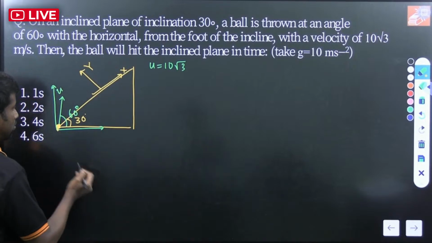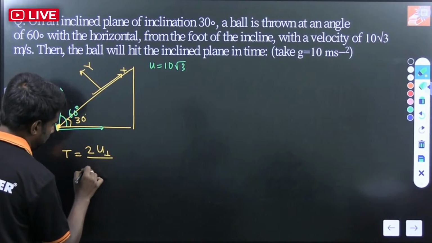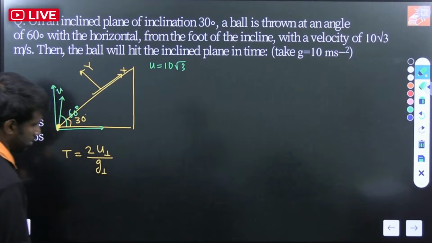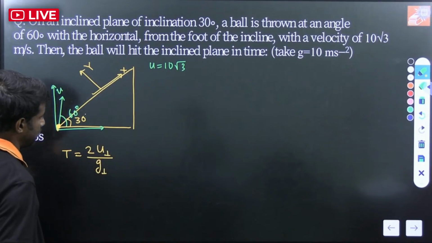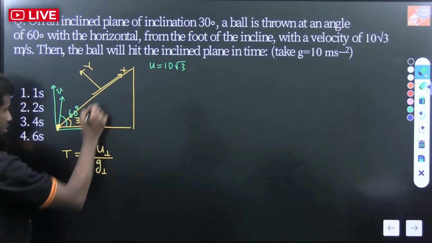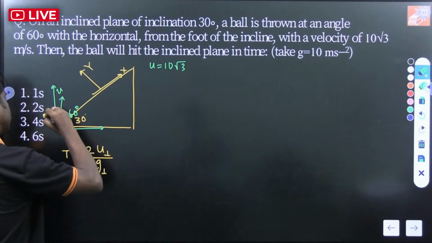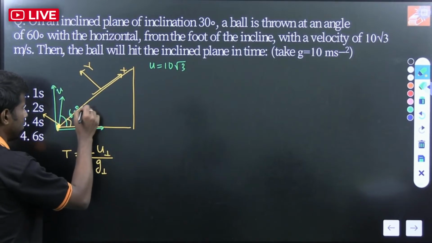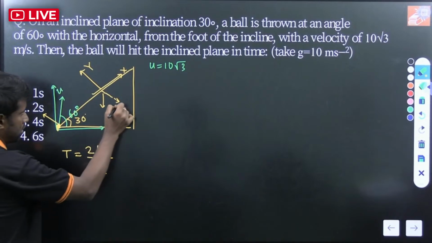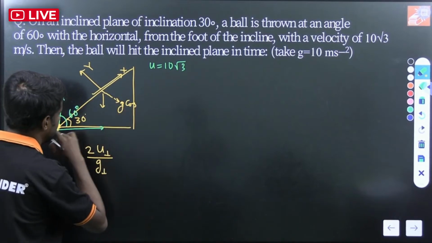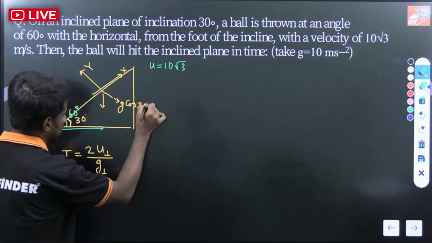So now, flight time is nothing but 2 times the perpendicular component of u by the perpendicular component of g. That means the component of velocity u perpendicular to the x-axis. And g component, g is along this, so perpendicular to g is how much? Of course this one is g cos theta, and theta is 30 degree, so g cos 30 degree.